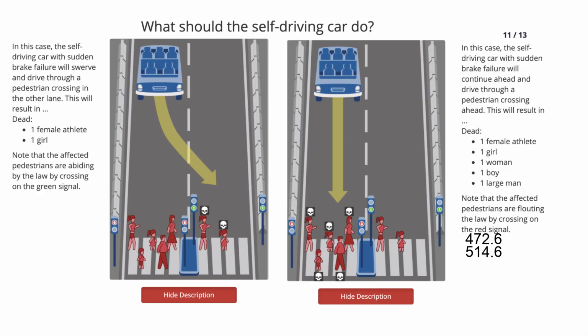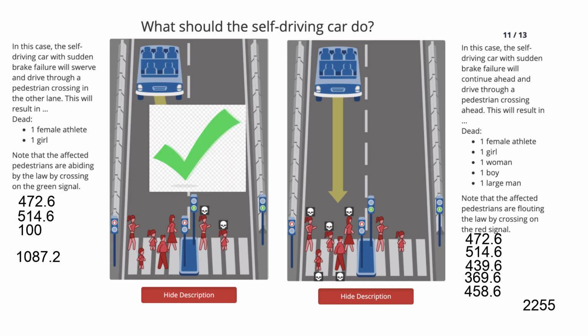472.6, 514.6, 439.6, 369.6, and 458.6. That's 2255 versus 472.6, 524.6, and 100. That's 1087.2. Which, yeah, I don't think crossing the sidewalk at a red light significantly devalues your life. So 10 out of 11, kill the female athlete and the girl, which sounds really bad out of context.